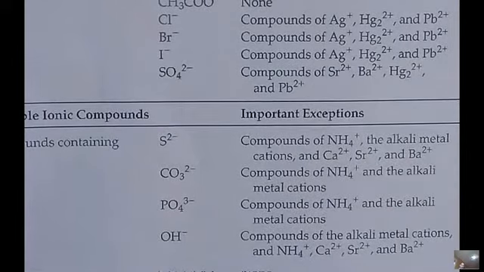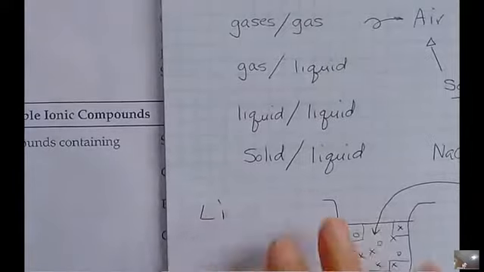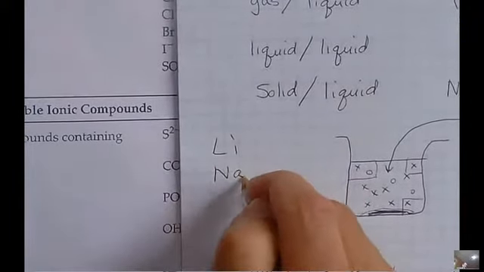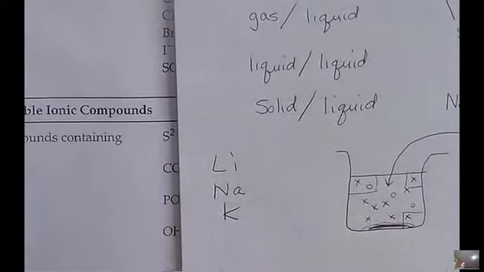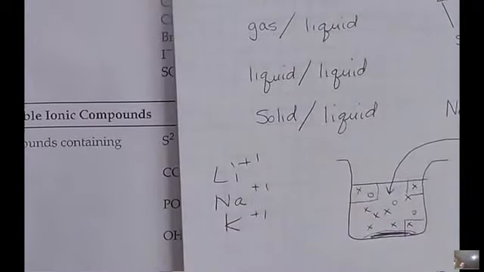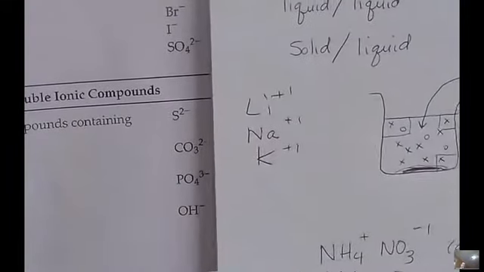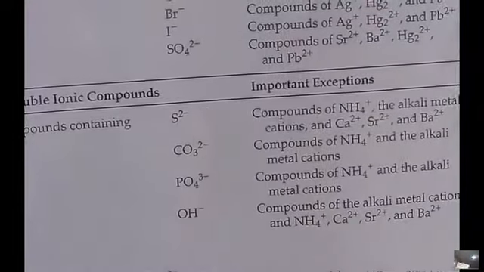Okay, and we know group 1. Group 1 is lithium, sodium, potassium, rubidium, all those guys from the very first column all the way on the left side of the periodic table. Okay, these are generally soluble. They're small and tight, and water solvates them very well.